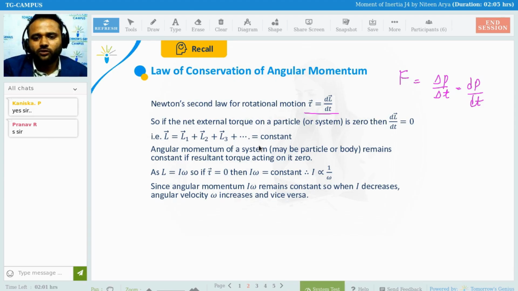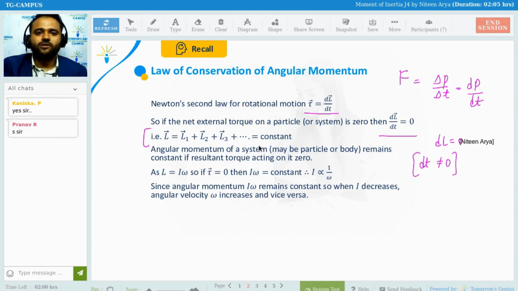If the net external torque on a particle or a system is 0, then dL by dt is 0. We know that dt is never going to be 0, so dL is going to be 0, which means L is constant. Constant means the net angular momentum, either L1, L2, L3 and so on, is not going to change. It is going to remain the same, constant.